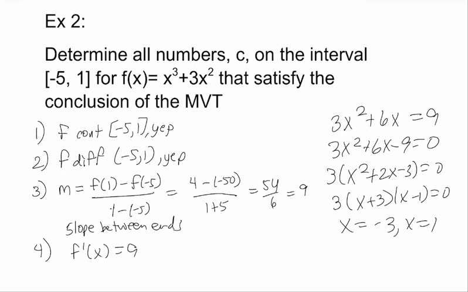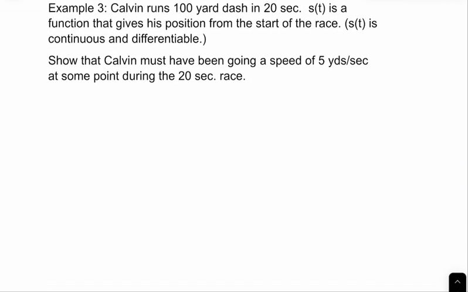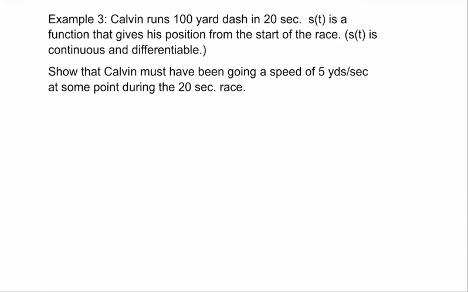Now, 1 does not count because it is on the endpoints. So we need to look at something within the interval. And so our c is negative 3. If we were to pull up this graph and draw the connector line between the two endpoints, and then draw the tangent line when x is equal to negative 3, the slopes would match. Let's take a look at this.